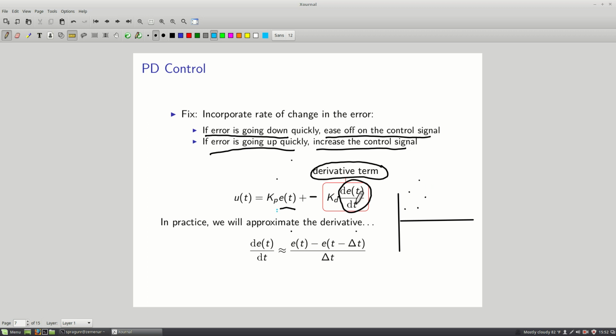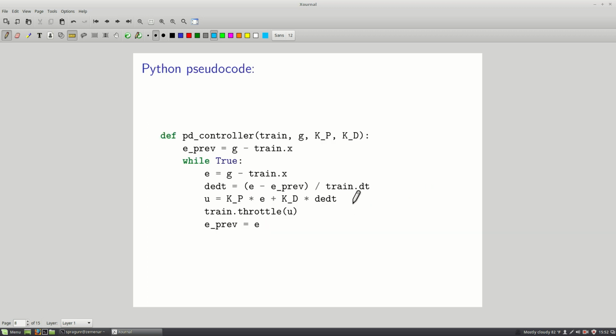So again, we need to figure out how to implement this. Here's an updated version of our controller pseudocode that includes that derivative term. Now I need to keep track of the error from the previous time step. That's what's happening here. As well as the error from the current time step, so that I can take the difference between the two to estimate that derivative. And that's what's happening here.